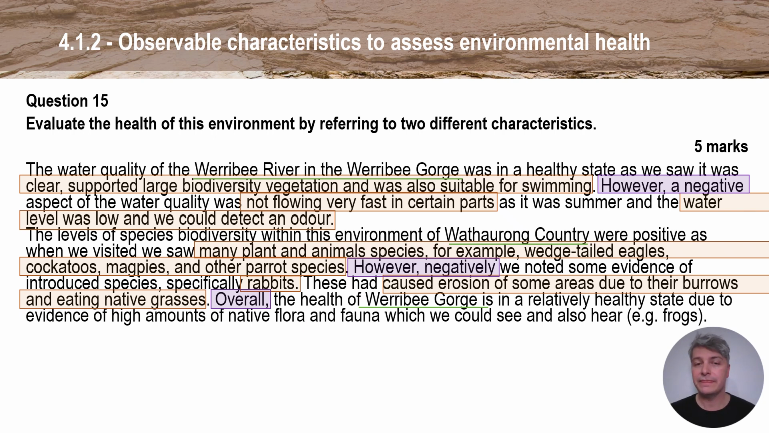So there's my 4 marks, and there you can see I'm using specific examples, specific sites, and it's a really clear structure. Now I need to do a value-adding overall judgment call, and I can't repeat myself. So what I'm going to say here is, well, the environment is in a relatively healthy state due to high levels of native flora, which we could see, and also here. And then you can see I've given an example there just to really give that value adding. So I've said high amounts of native flora and fauna, which is referring to the species biodiversity, and then the example of what else I could hear. And that would be a good example of a value add overall judgment call.